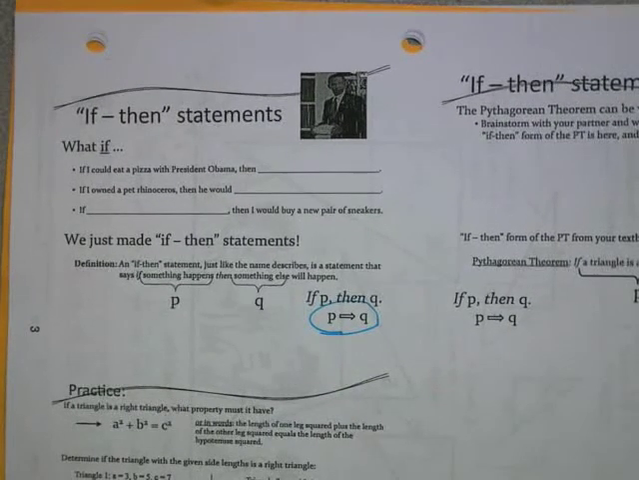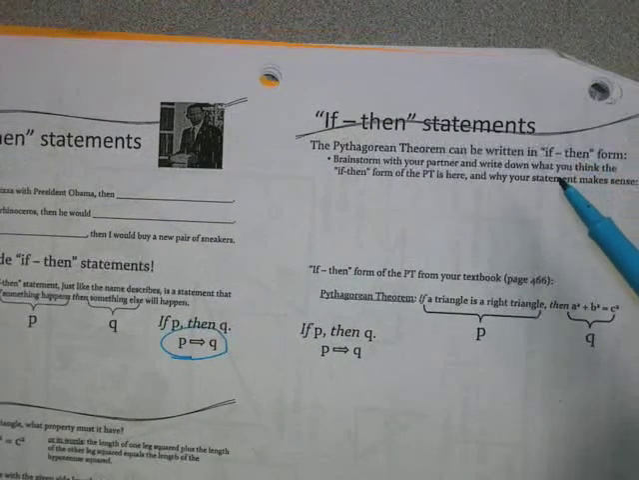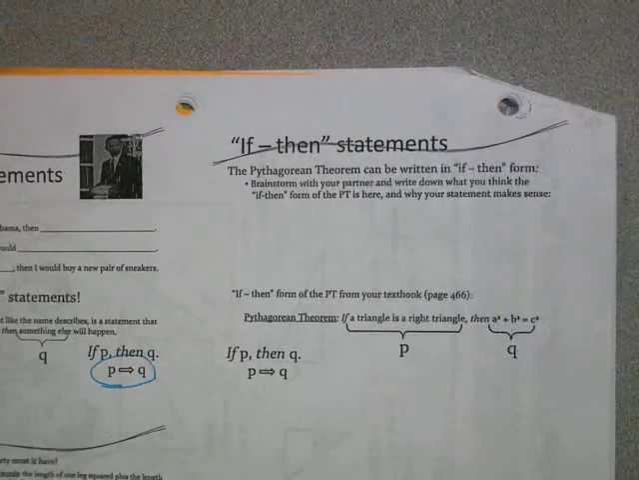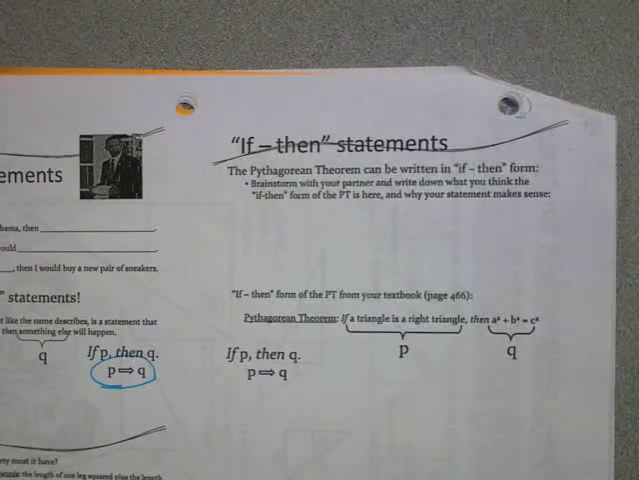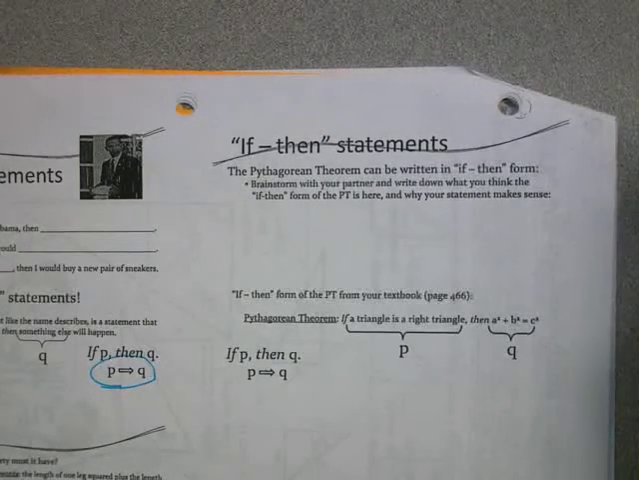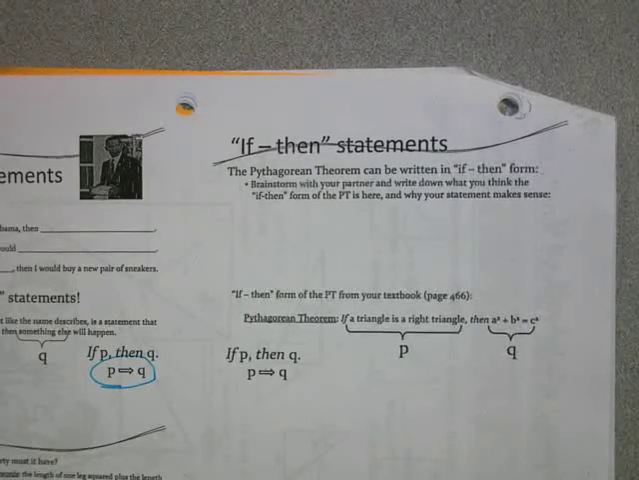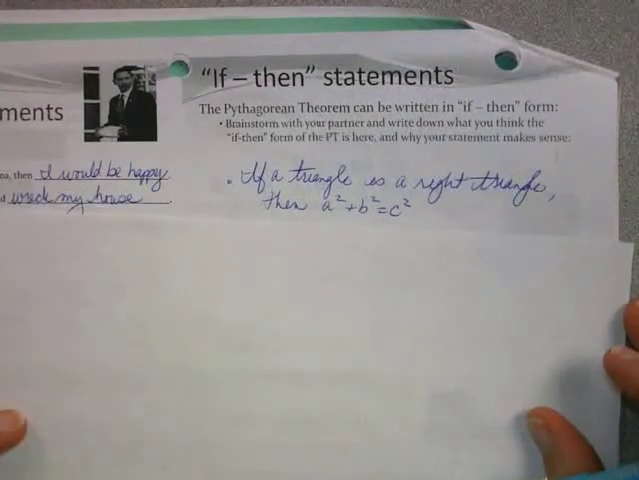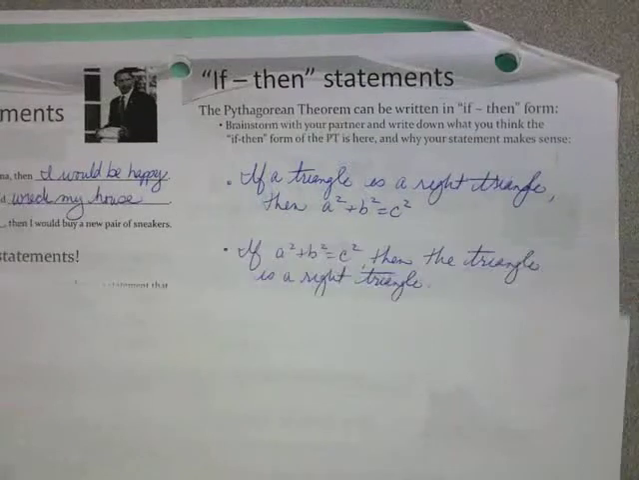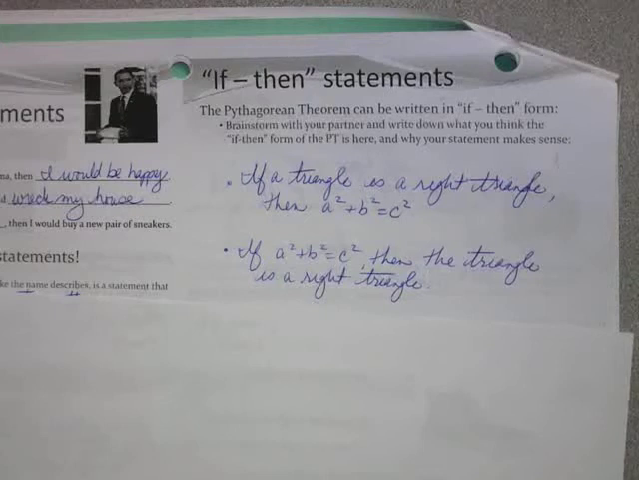All right, so over here we have some if-then statements. The Pythagorean theorem can be written in an if-then form. It says to brainstorm with a friend. You don't have a friend right now, but I'm sure you have a friend, just not one you're working with, right? Brainstorm an if-then statement. So if a triangle is a right triangle, what would you know? If a triangle is a right triangle, then a squared plus b squared equals c squared. Or you may have said, if a squared plus b squared equals c squared, then the triangle is a right triangle. That's what we know about the Pythagorean theorem. A squared plus b squared equals c squared always works for right triangles.